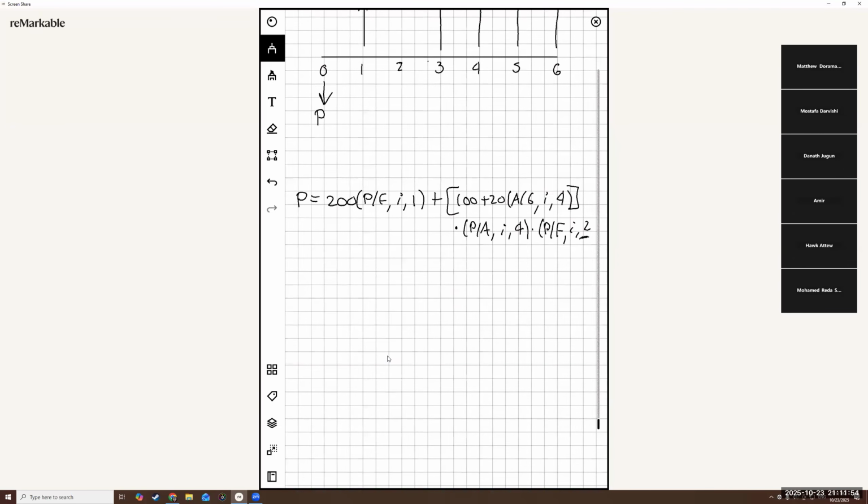Okay. So now this is just the same plug and play we've been doing since the beginning of the lecture. So I'll give you the answer. And if you do this plug and play, you get a p-value of $516.15 at 10% interest.